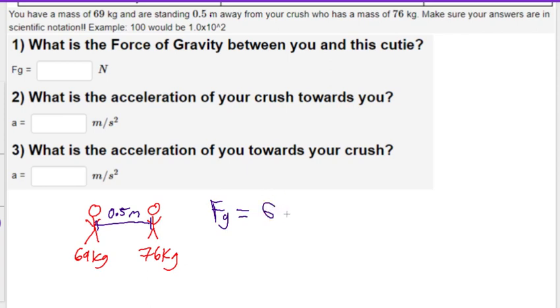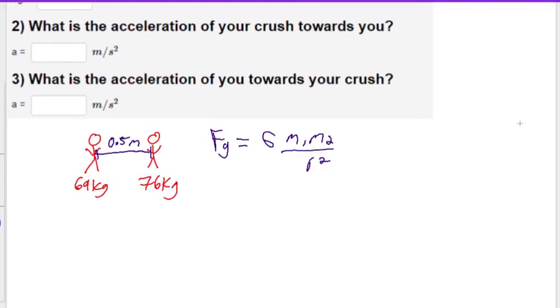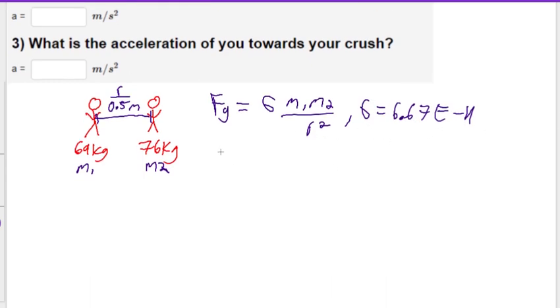So Fg is equal to big G, m1, m2 over r squared. So m1 in this case would be you, m2 would be your crush, and then your r would be the distance between you two. We know that G is always 6.67 E negative 11. All we need to do is take our numbers and plug them in. After we plug them in, we find out the force of gravity between you and your crush should be 1.4 E negative 6. It's a force, so it should be newtons.